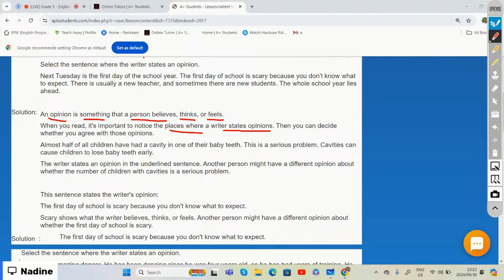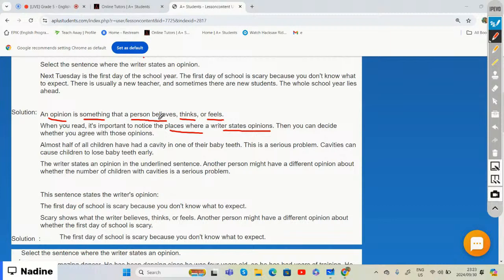And then you can basically decide whether you agree with those opinions, if you agree with what he feels, thinks, or believes. You can decide. Because remember, that is not factual things. It is basically just what he believes, what he thinks, or what he feels.